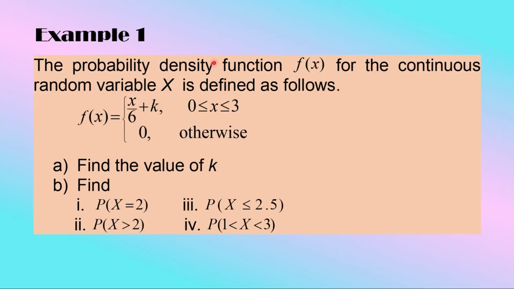Okay, now we are going to discuss example 1. The probability density function, or f(x), for the continuous random variable X is defined as follows. Find the value of k and find the probability of random variable X as given.